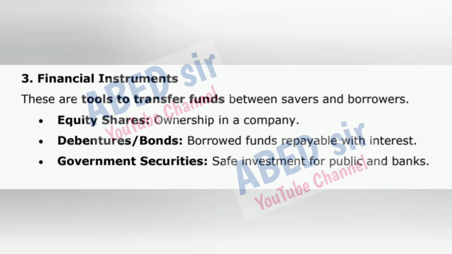3. Financial instruments. These are tools to transfer funds between savers and borrowers. Equity shares, ownership in a company. Debentures, bonds, borrowed funds repayable with interest. Government securities, safe investment for public and banks.